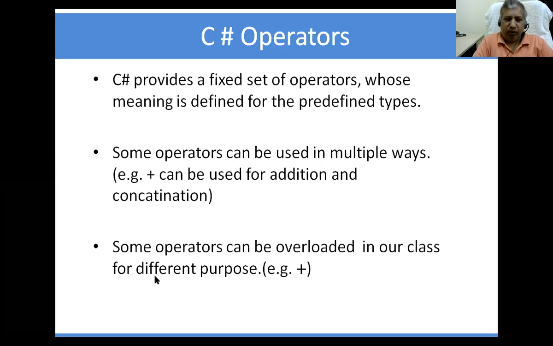Some operators can be overloaded in our class for different purposes. You have already learned operator overloading in C++ or Java, but in C# also we can use ready-made operators for different kinds of purposes. For example, in the general way plus is used for joining or addition, but you can use plus for a different kind of working nature. That is also possible, and this concept is called operator overloading. That comes under polymorphism.